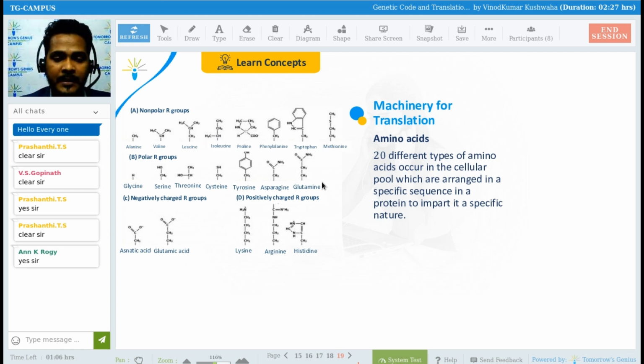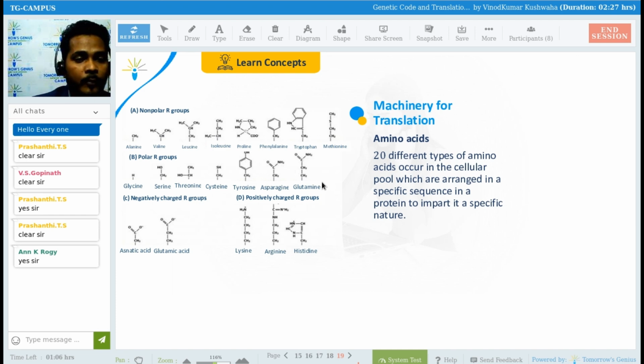amino acid, and this is already well known. So 20 different amino acids occur in the cellular pool, which are arranged in a specific sequence in the protein to impart its specific nature. Like what kind of nature? There are 20 amino acids, all having different polar and non-polar groups. So you can see here, out of these 20 amino acids, we have total 8 amino acids as a non-polar group.